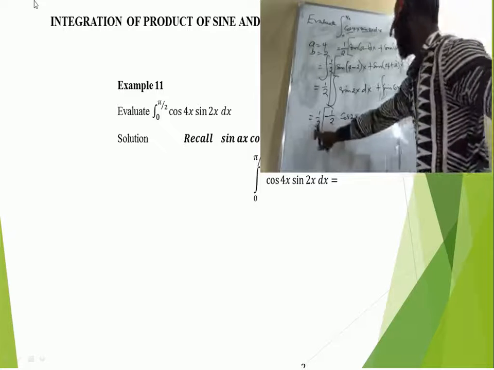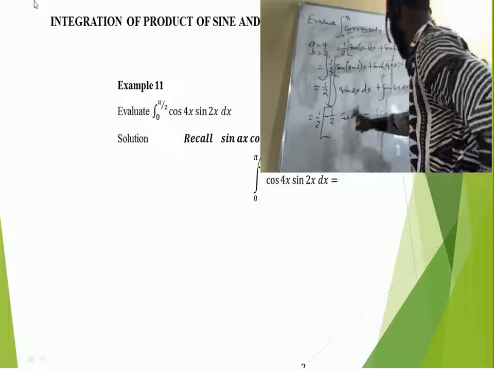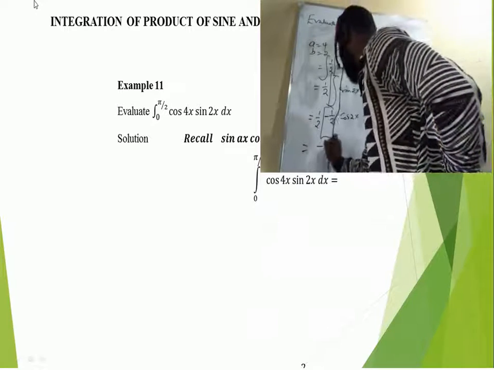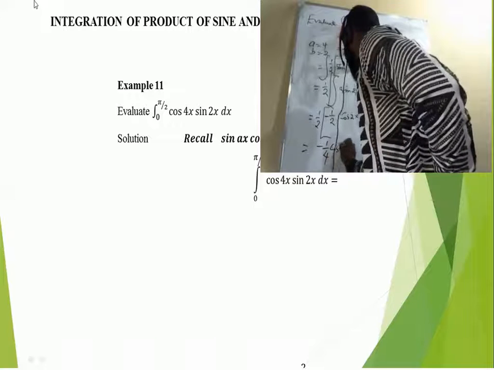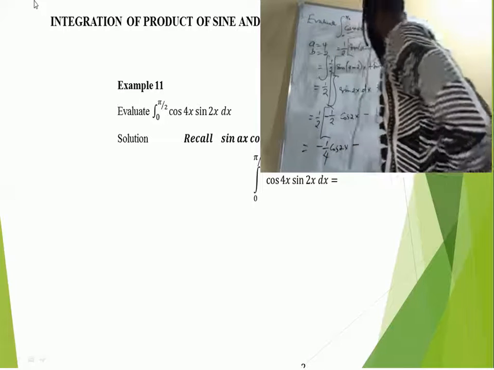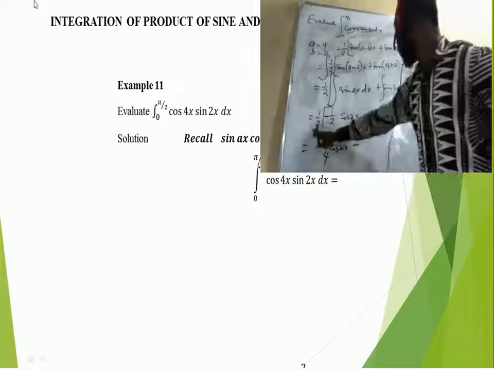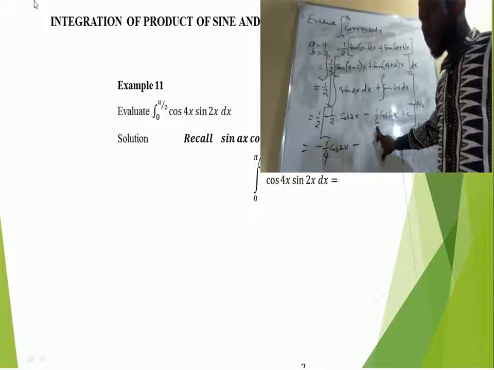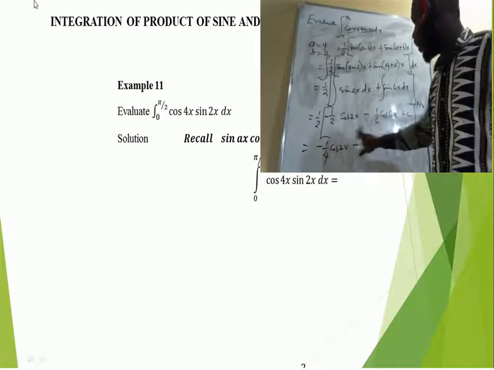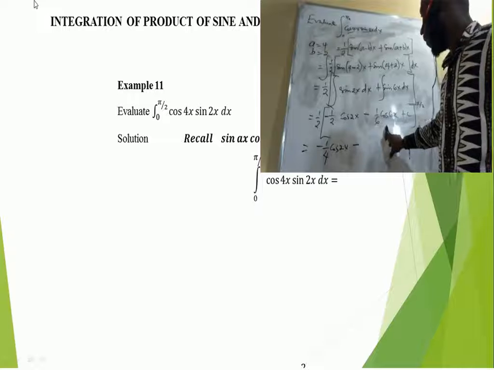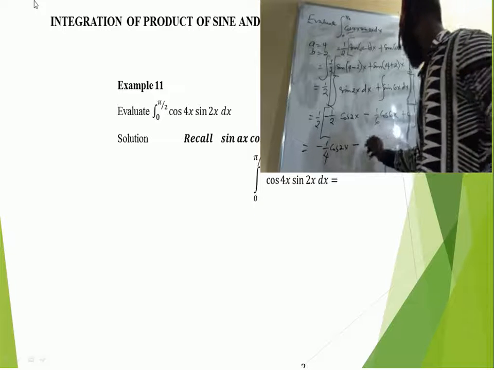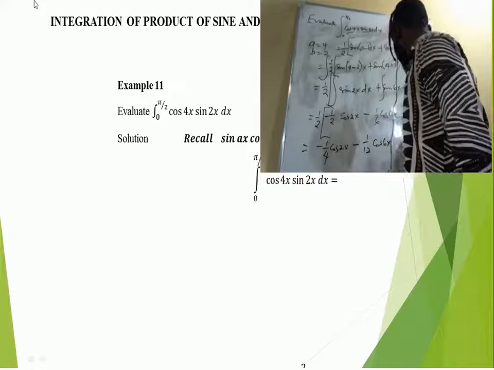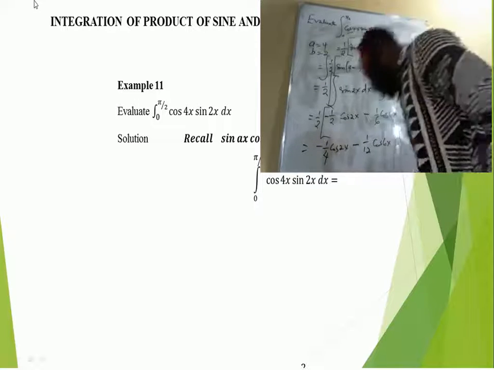We can use this half here to multiply what we have here. If you use this one to multiply what we have here, we are going to have minus 1 all over 4 cos 2x minus, by the time you use this to multiply this, what do we have? We are going to have minus 1 all over 12, then cos 6x.